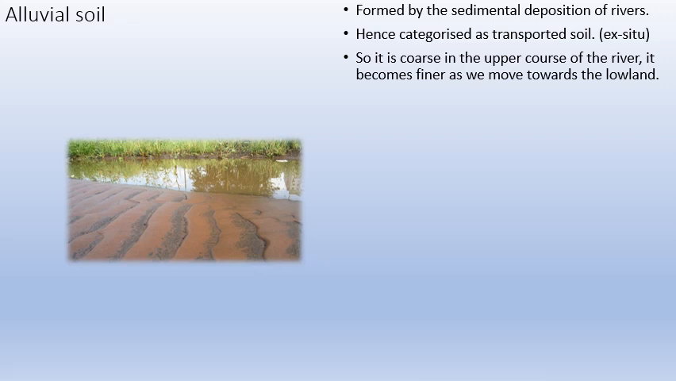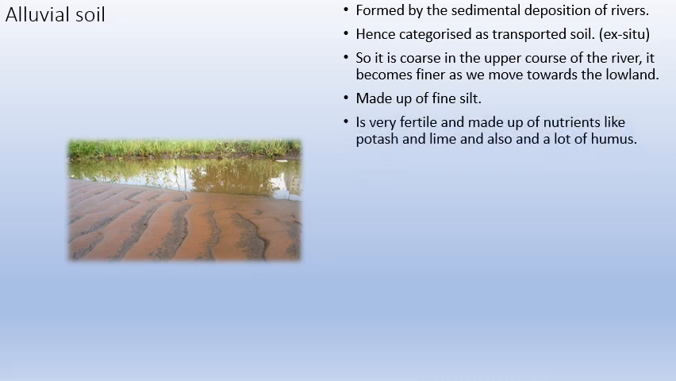So it is coarse or bigger in size in the upper course of the river, and it becomes finer and smaller in size towards the lowland or towards the plains. When we reach towards the ocean, where the river becomes wider and broader and slower, there you get smaller fine particles, but on the top of the river it is coarse particles.